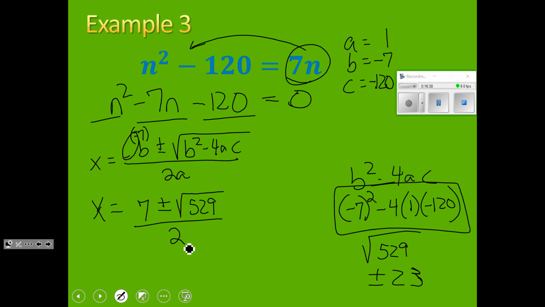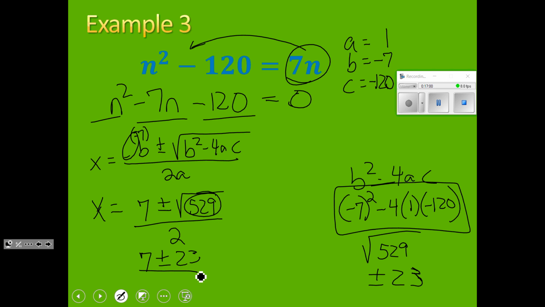Is this one that I stop, or is this one that I keep going with? I'm going to tell you, you have to keep going because he is perfect. If he's not perfect, if he does not simplify, you leave it. But if he is perfect, you got to keep going. So we know the square root of 529 is 23.